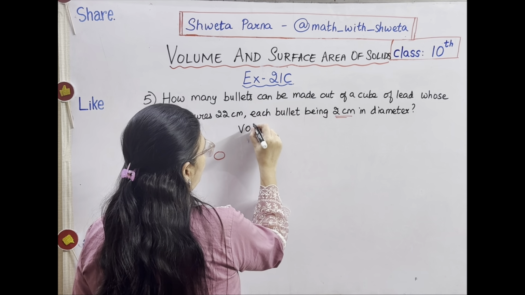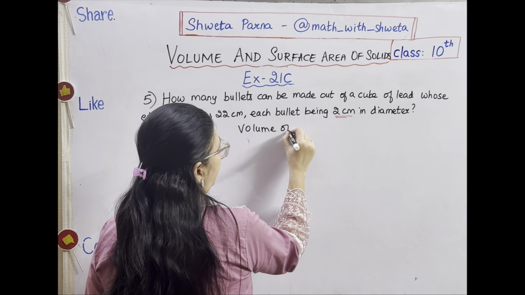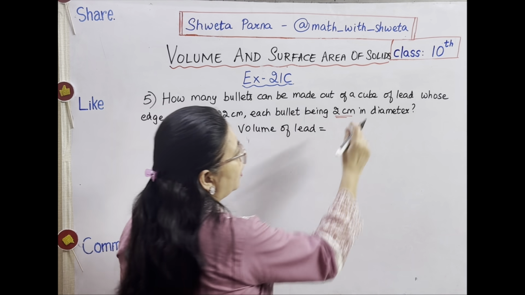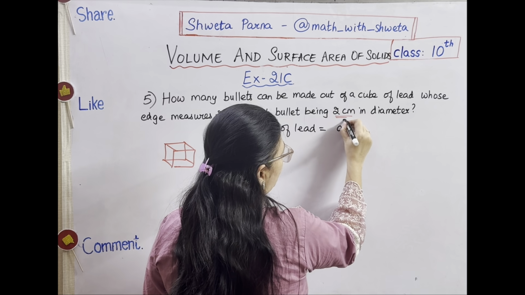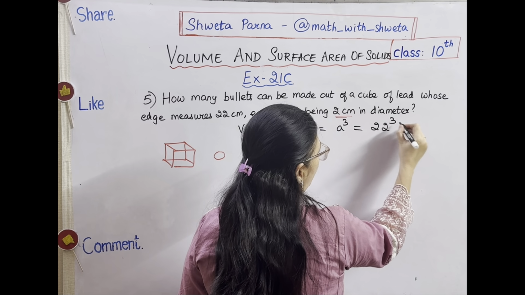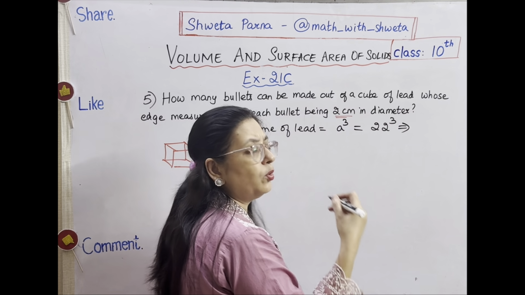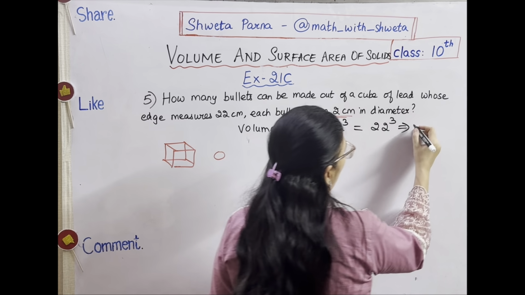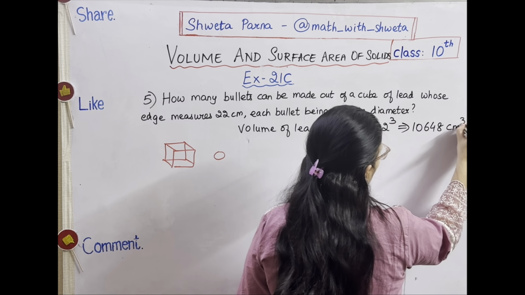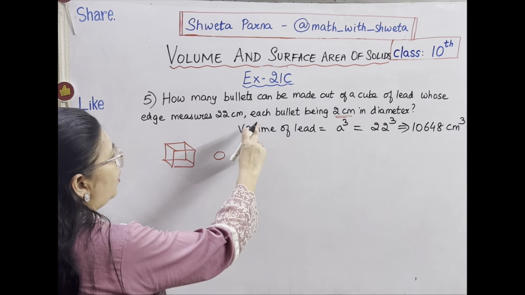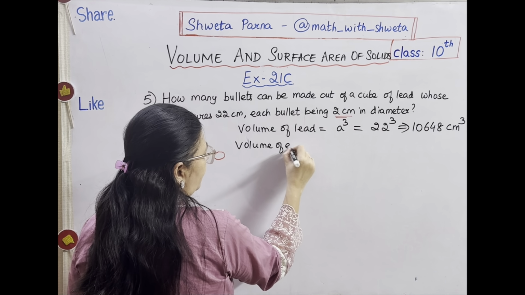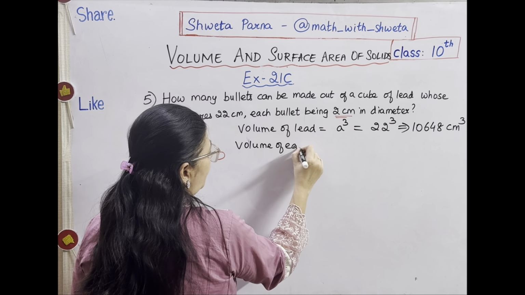So the volume of the lead cube, what is it? Since it is in the form of a cube, the formula is side cube. What is the side? 22 cube, which is equal to 22 into 22 into 22, which is 10,648 centimeter cube.